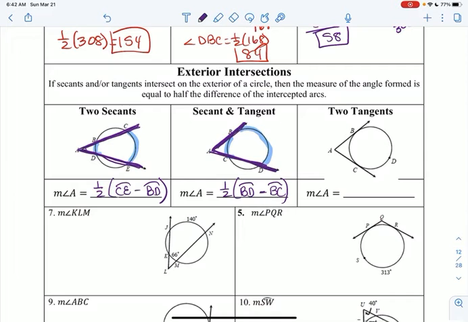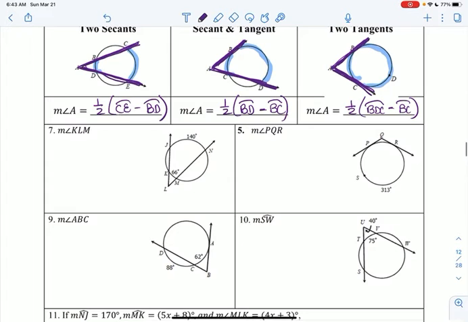So I'm just showing you examples with 2 secants, a secant and a tangent, and 2 tangents. Remember, a tangent intersects a circle in one spot, the secant intersects a circle in two spots. They all have the same rule though, in that it is 1/2 the difference of the arcs. So 1/2 of arc BDC, and it's always the bigger arc minus the smaller arc. All right, and we're just going to practice that.